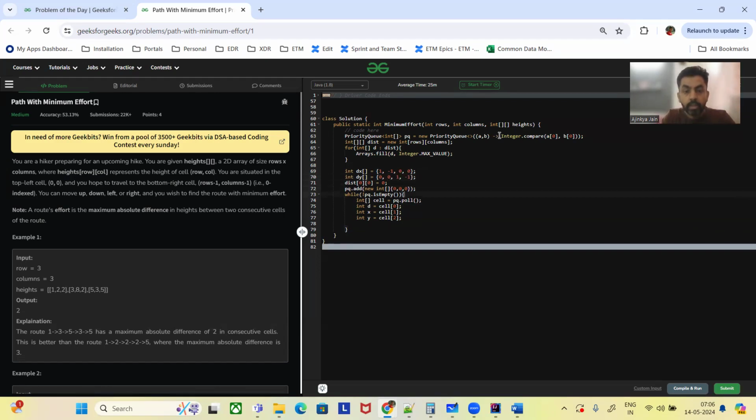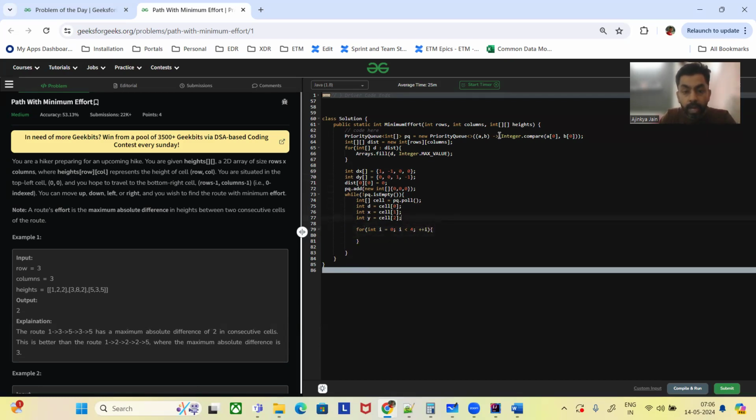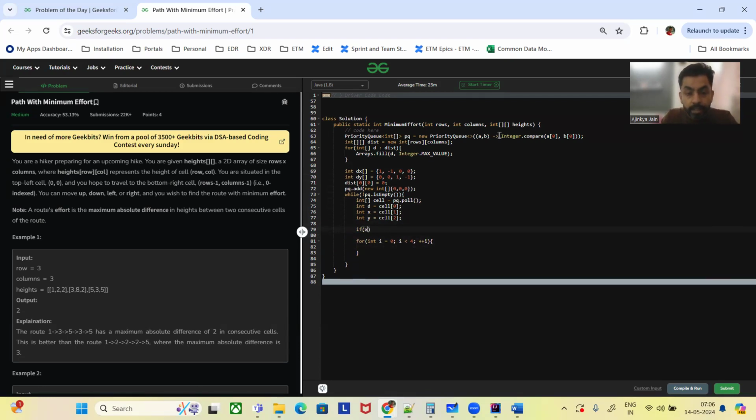So now we have popped this out, and we want to move in the 4 directions: for i equal to 0, i less than 4, plus plus i. Also, before that, we're going to check if x and y are the bottom right, then we have to return the answer, basically. We're going to return the answer.